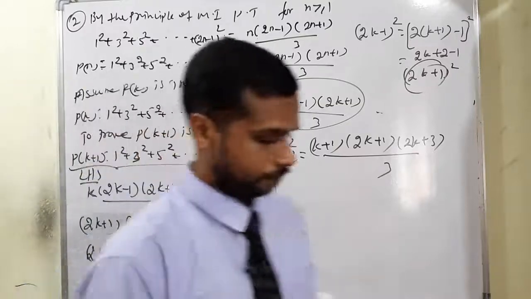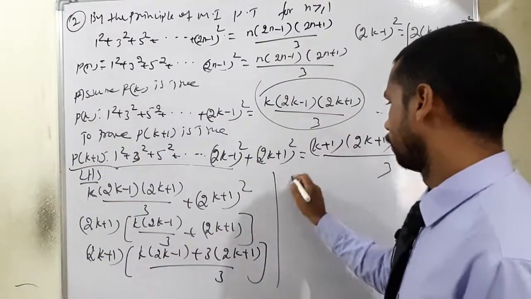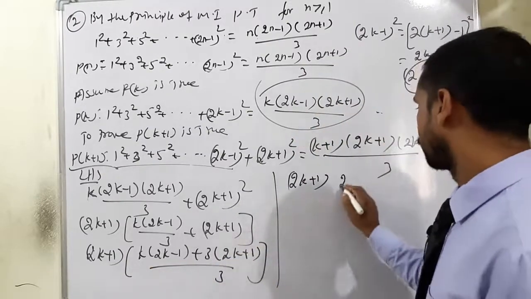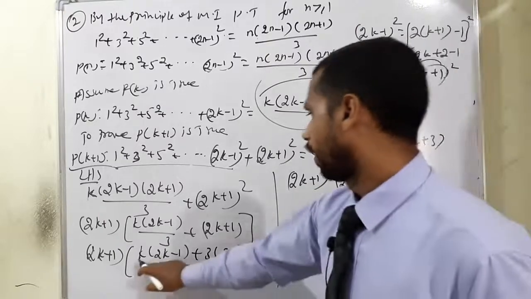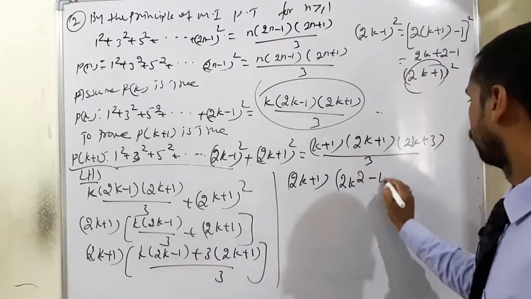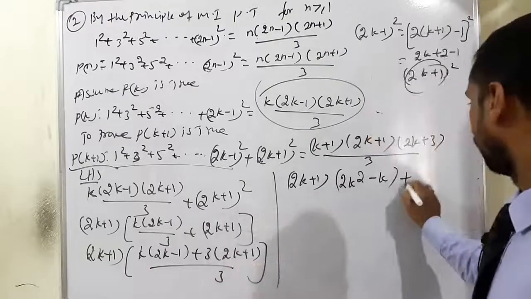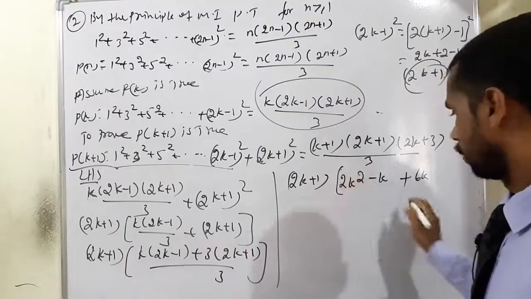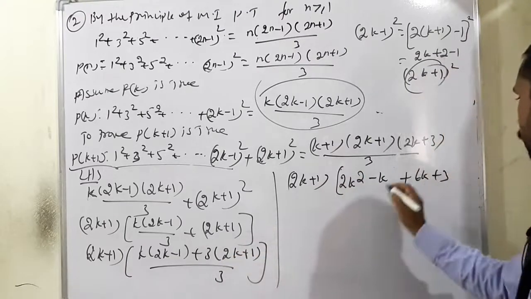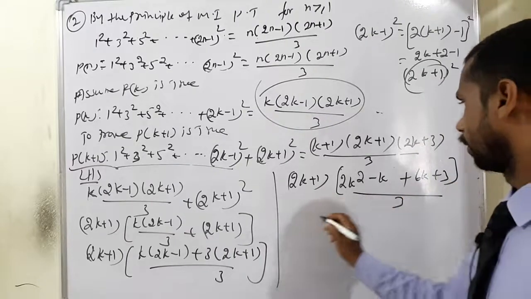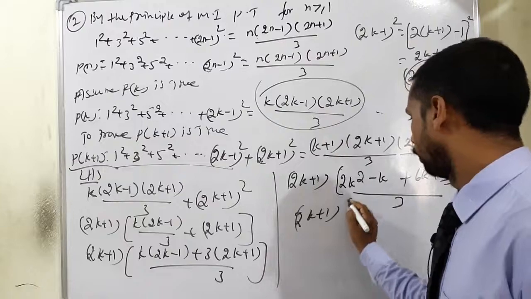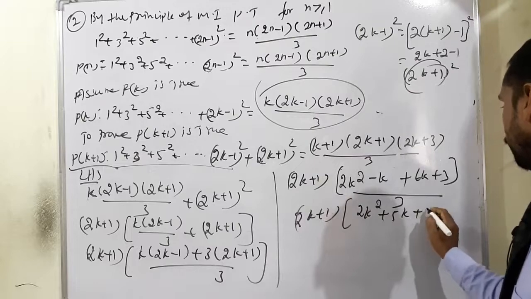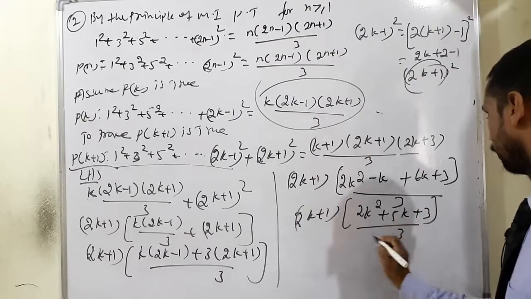Next step, 2k plus 1. You can remove the bracket: 2k into k means 2k square, minus 1 into k, minus k. Again the next term, 3 into 2k means 6k, then plus 1 into 3 means plus 3, the whole term divided by 3. Again 2k plus 1, then 2k square plus 6k minus k means plus 5k plus 3, divided by 3.